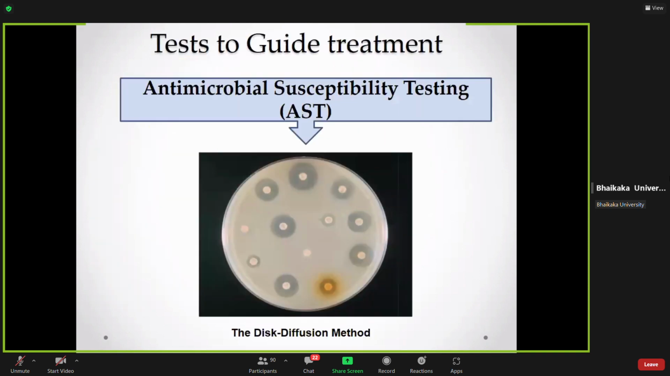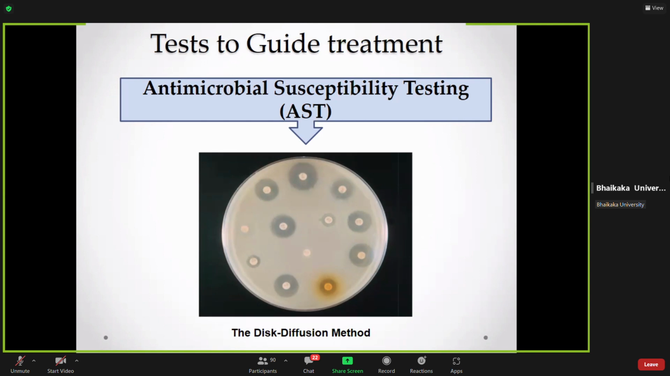Now, to guide the treatment, antimicrobial susceptibility testing, the commonly used and the older one is the disc diffusion method, the modified Kirby-Bauer technique. I don't know whether you have learned it before or not, but it is simply done with the lone culture of the test bacterium on a specialized medium called Mueller-Hinton agar. On Mueller-Hinton agar, to test the antibacterial susceptibility, we will first go for a lone culture of the test organism. Then we will apply a particular antibiotic disc.